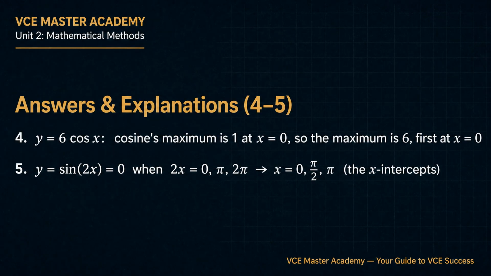Question 4. Cosine has its maximum of 1 at x equals 0, so 6 cosine x has a maximum of 6, first at x equals 0. Question 5. Sine of 2x is 0 when 2x is 0, pi, or 2 pi. So x is 0, pi over 2, or pi. Those are the x-intercepts. Fantastic work!